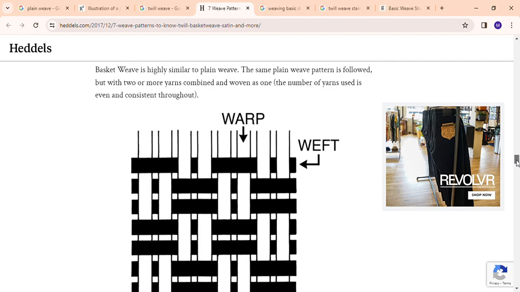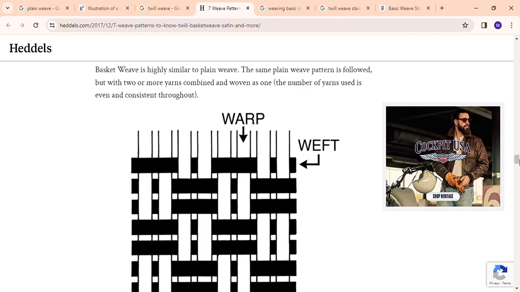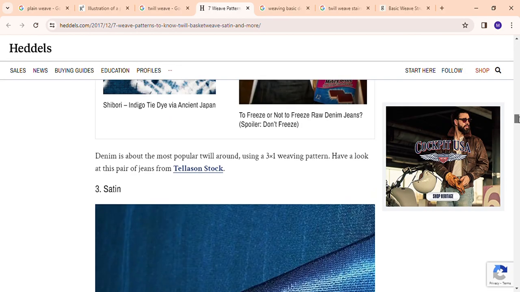So where is the diagram? Here it is. It is so easy and understandable. Like if you are doing twill weave, you are playing with two yarns, two sets, like two warp and two weft. Two warp, sorry. Let us see this again for clarification.